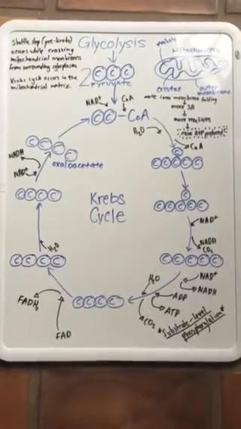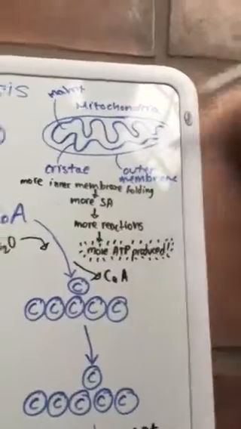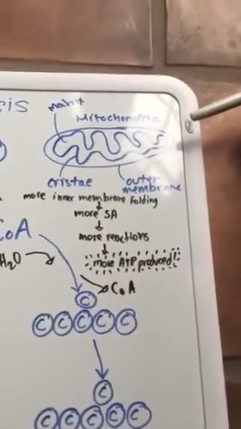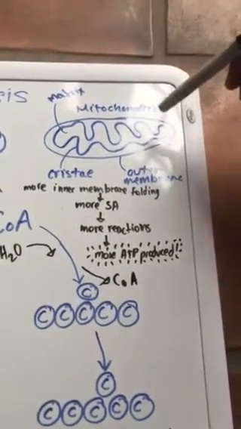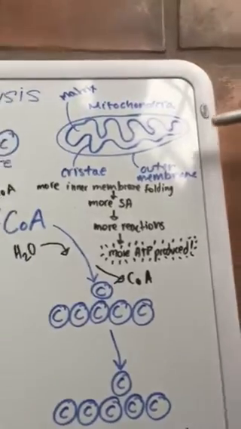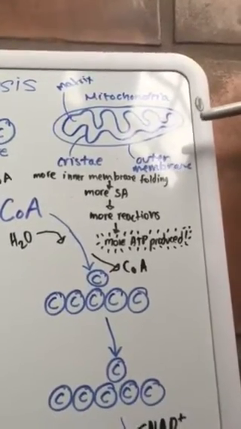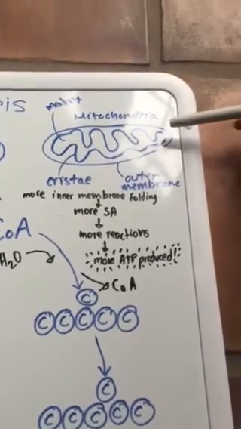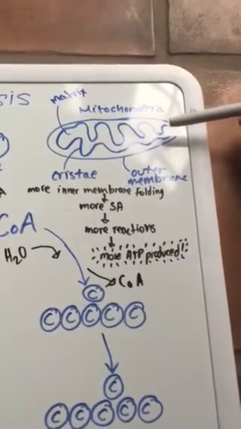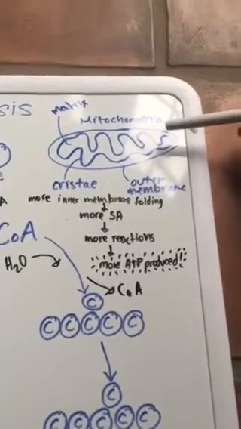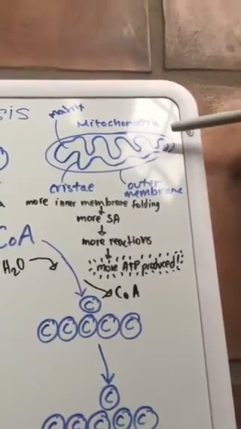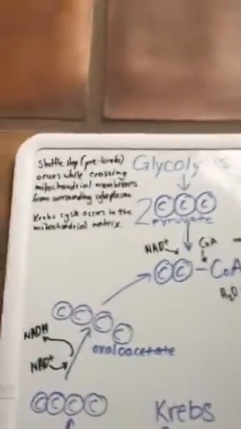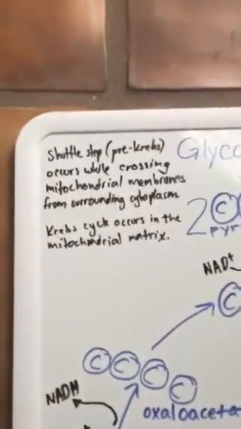Okay, this is the Krebs cycle. Form fits function in the mitochondria because the inner membrane, called the cristae, is folded to expand its surface area. The reason that is important is that the more surface area the cristae has, the more reactions can take place. And when more reactions happen, more ATP can be produced. Okay, so the Krebs cycle takes place in the mitochondria.